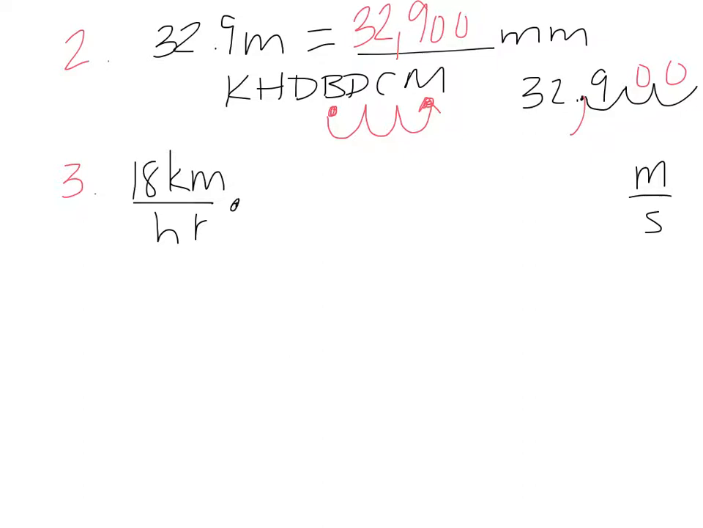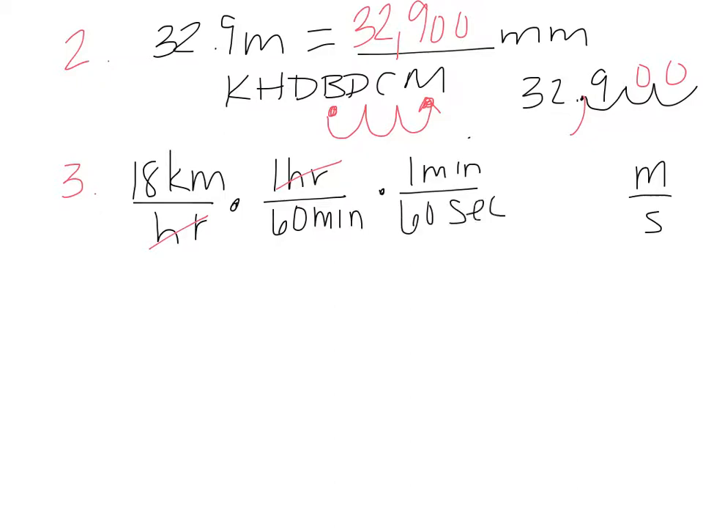So we need to turn kilometers into meters, and we need to turn hours into seconds. So let's do the hours into seconds first. 1 hour is equal to 60 minutes. Now my hours are going to cancel out. And then 1 minute is equal to 60 seconds. Now my minutes are going to cancel out, and I have seconds in my denominator, just like I want for my answer.